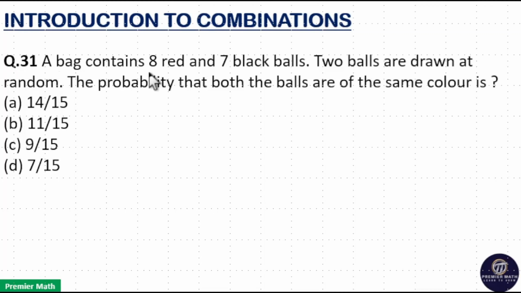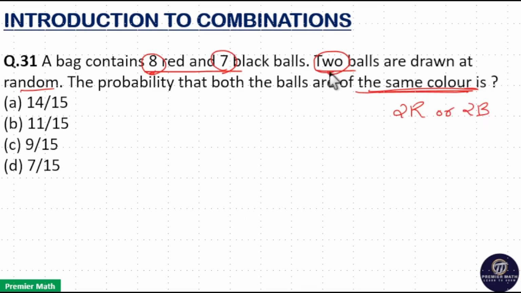A bag contains 8 red and 7 black balls. 2 balls are drawn at random. The probability that both the balls are of the same color is? Here you are selecting 2 balls out of these 15 balls. And outcome is same color means you may get 2 red or 2 black.